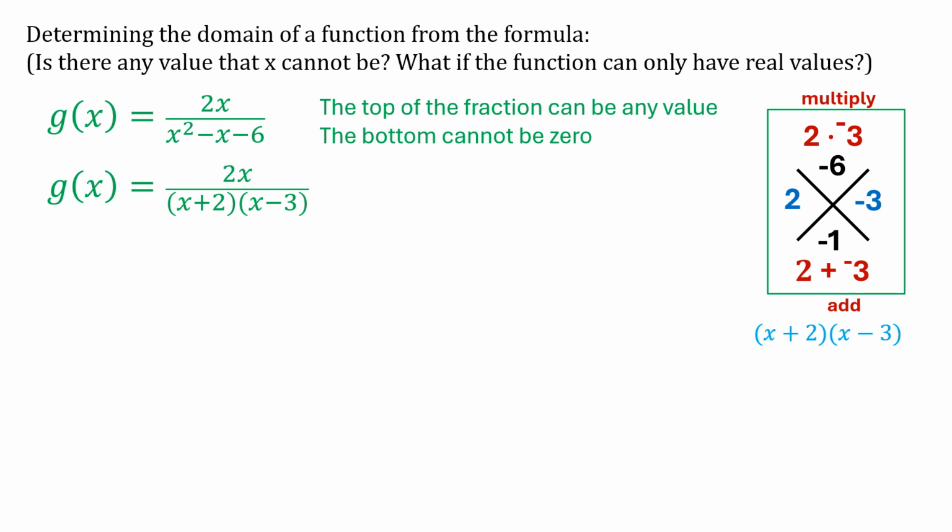So now we can see very clearly what's going to give us a 0 on the bottom, right? Zero product property. If either one of these is 0, then there's going to be a 0 on the bottom. So x can't be -2, and x can't be +3. Those are the two things x can't be. Any other x you stick in there, you're going to get an answer. So this is going to be fine. It will be a function.